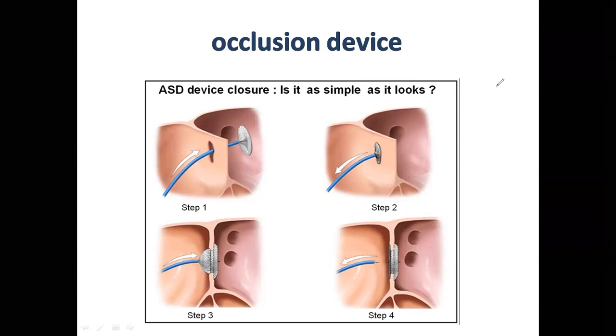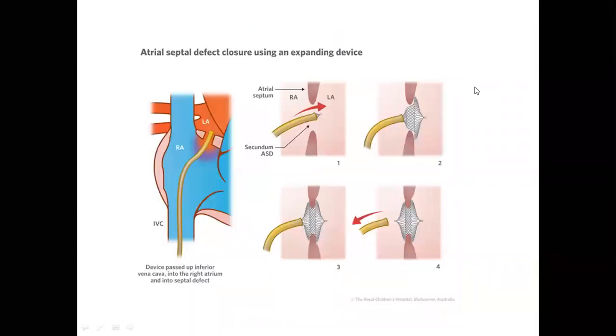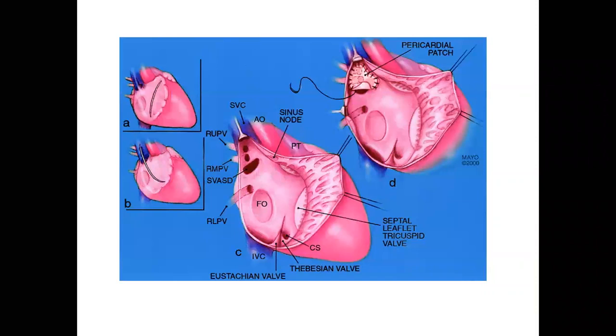Then the second one, we can see here clearly the cardiac catheterization. They will select either the femoral artery or the brachial one, then it will reach this position. After that, this will be done. This is the second one, how they are doing septal defect closure by using an expanding device or occlusion device.